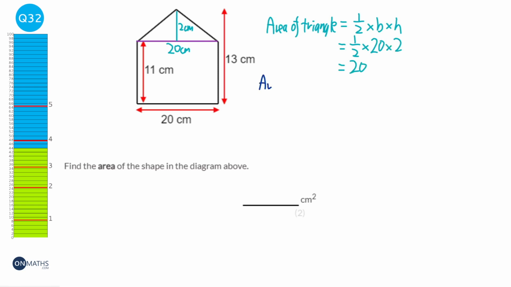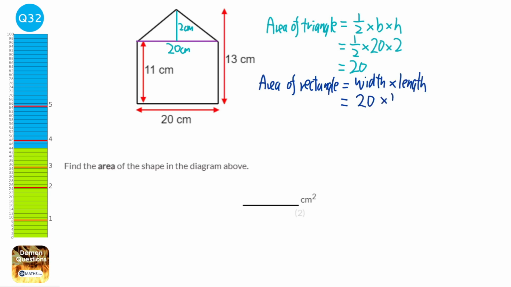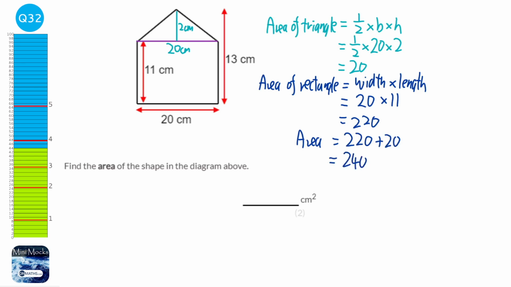Now let's work out the area of the rectangle. And that's just going to be the width times the length. Width is 20, the length is 11, so that would be 220. Then to work out the total area of the whole thing, we're just going to add those together. So 220 plus 20, which is 240. The units are all in centimetres, and so the area units will be centimetres squared.